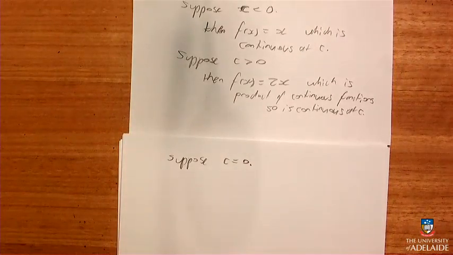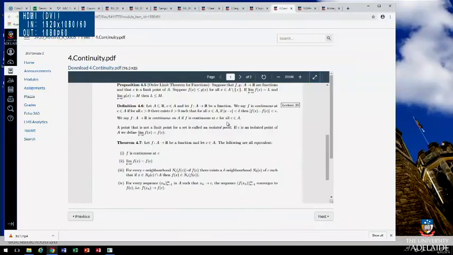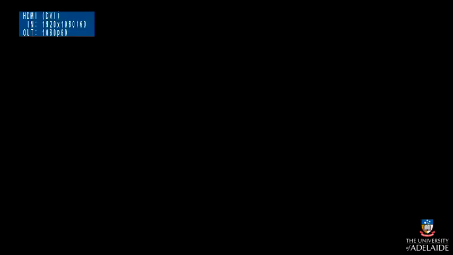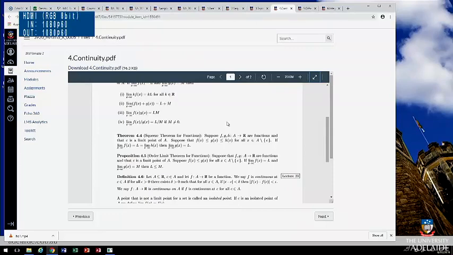Well, I'm going to have to use a theorem or a definition, or probably the definition. So let me have a look at that list again. For it to be continuous, the limit of f of x as x goes to 0 has to be whatever f of 0 is. So I should write down what f of 0 is.